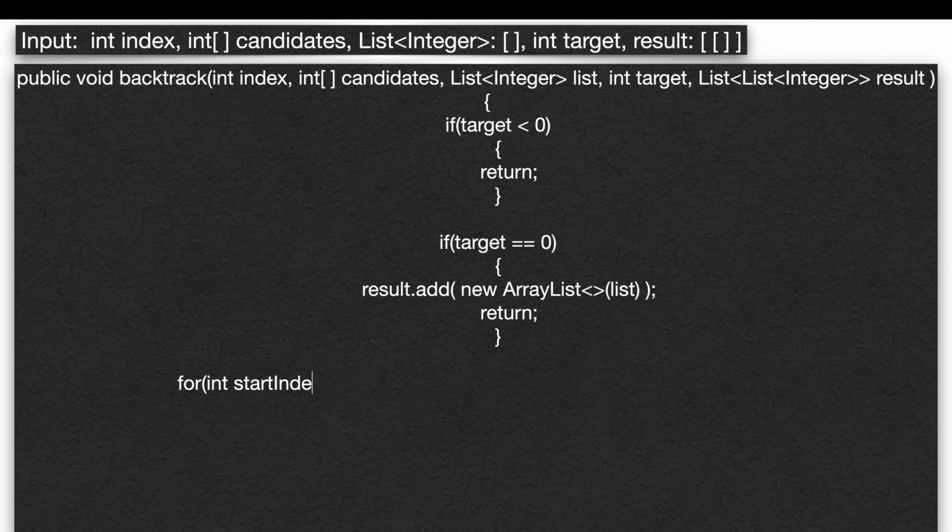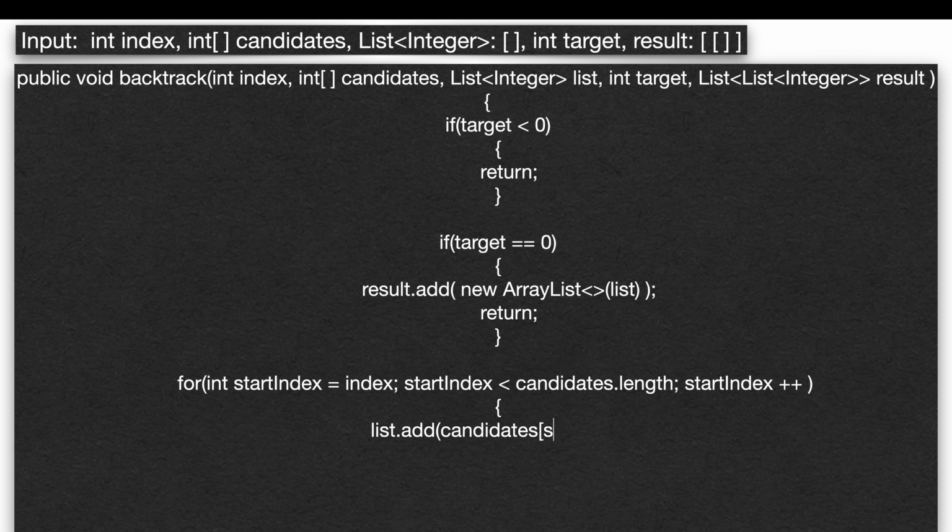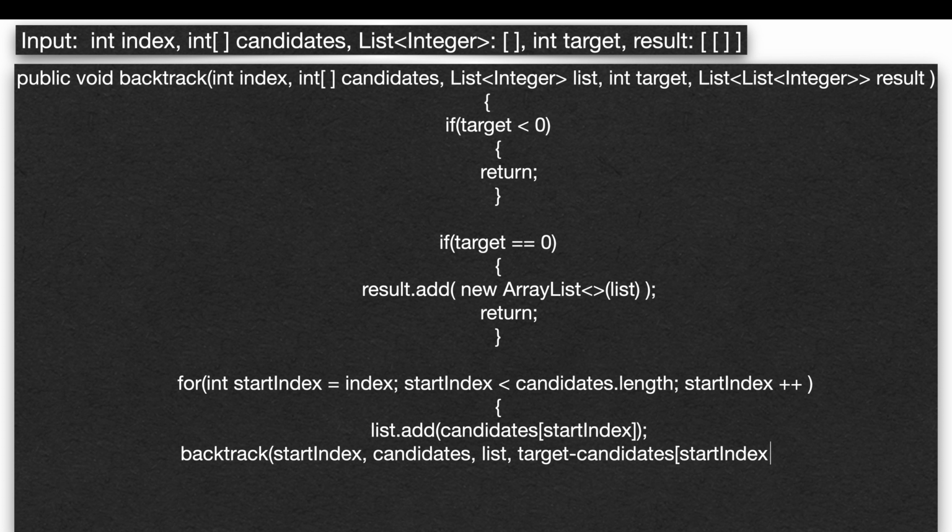And we initiate a start index as current index, and we move till the end, and each time we just increment the start index. So one important point is we add the current value to the list, then we initiate a backtrack call with current index, which is start index, and on backtrack call we subtract the current value from the target. That's it. Once we are done with recursion flow, while returning to the caller, we remove the last element from the list. So that's it.